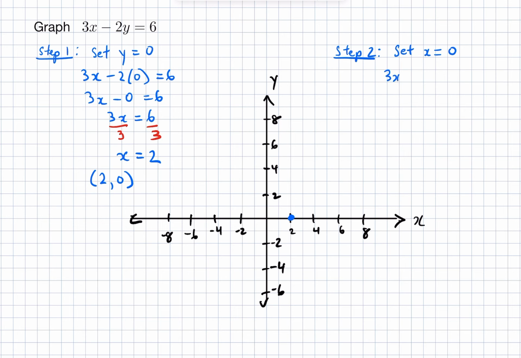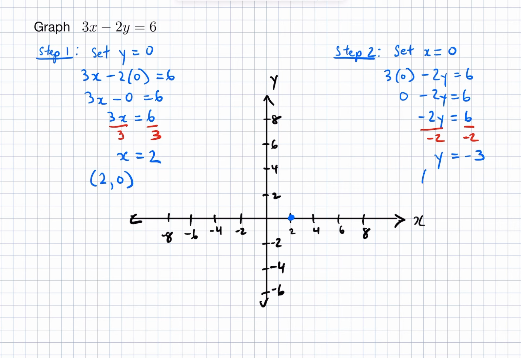3x, well, we said x was going to be 0, so it's going to be 3 times 0 minus 2y is equal to 6. And that works out to 0 minus 2y is equal to 6. And now the 0 drops off. We can say negative 2y is equal to 6. And then to isolate y, we need to divide both sides by negative 2. And the result is y is equal to negative 3.